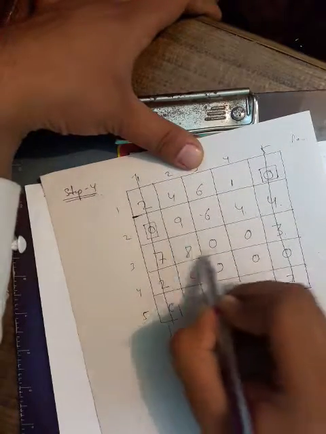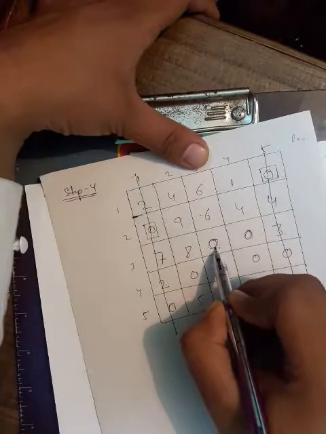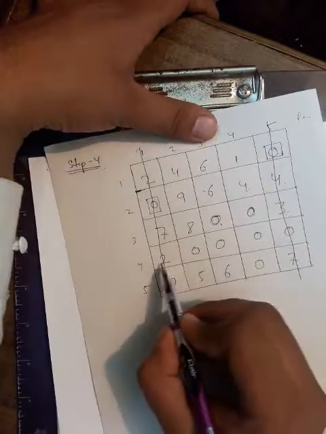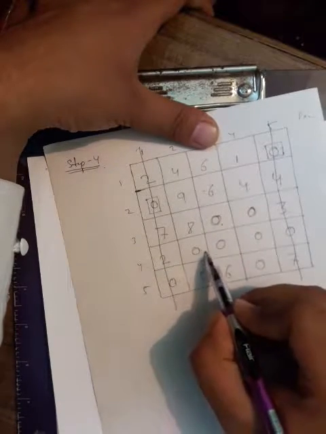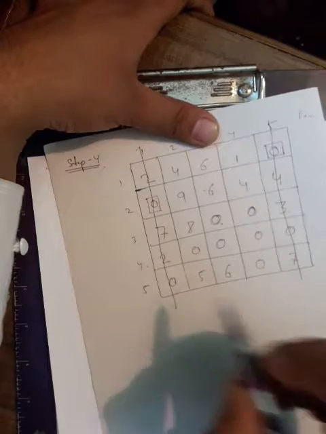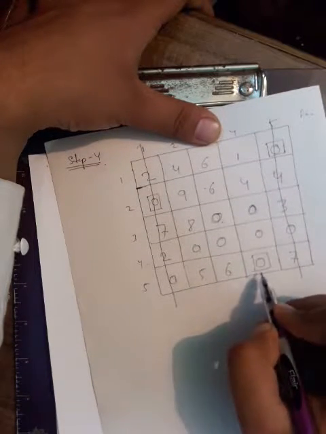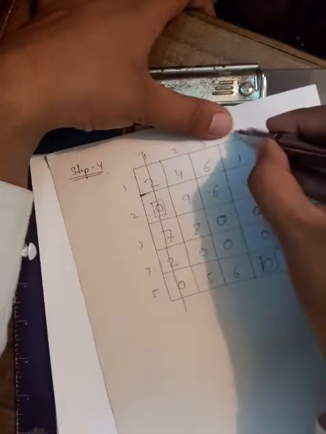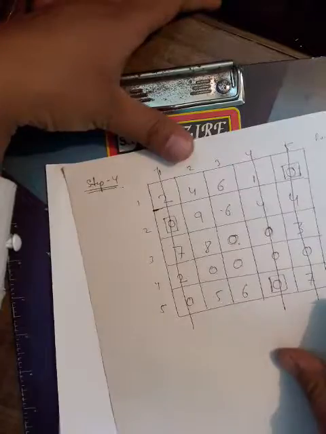Now come to the next row. Here you have two 0s, so you have to skip that row and move to the next row. Again you have three 0s, so again you have to skip that row and move to the next row. This is our last row, and here we have a single 0, so select it and cancel that respective column. Now my row operation is over.